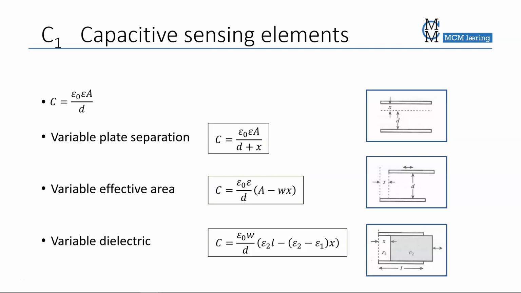The first basic sensing elements were resistive sensing elements, but there are also a large number of capacitive sensing elements. And before we go through the different elements, we have to look at the principle behind a capacitor.